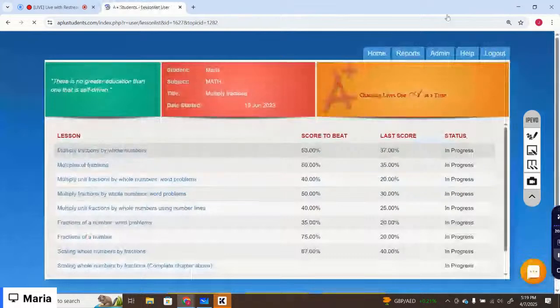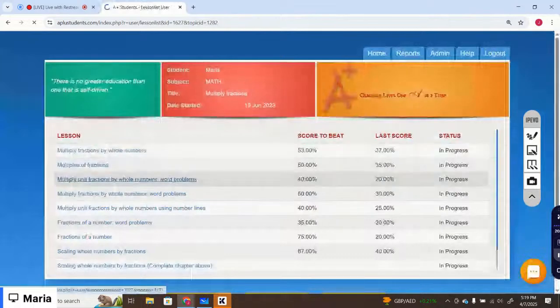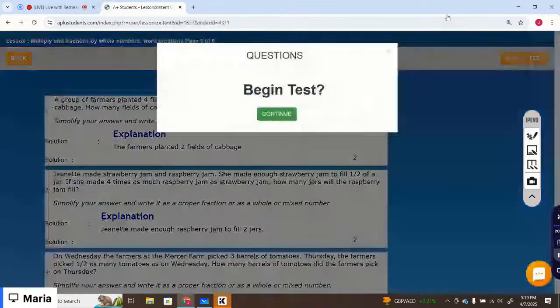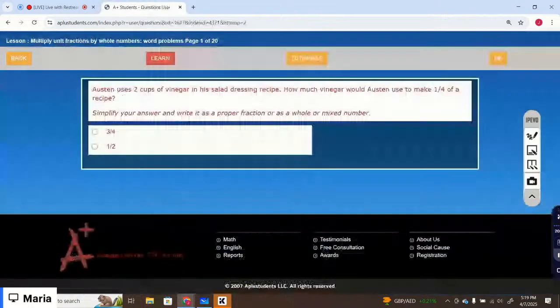Apply unit fractions by whole numbers with columns. Okay, let's just start with the test questions. Austin uses 2 cups of vinegar in his salad dressing recipe. How much vinegar does Austin use to make one fourth of the recipe?